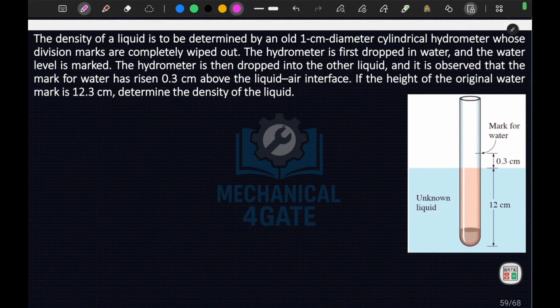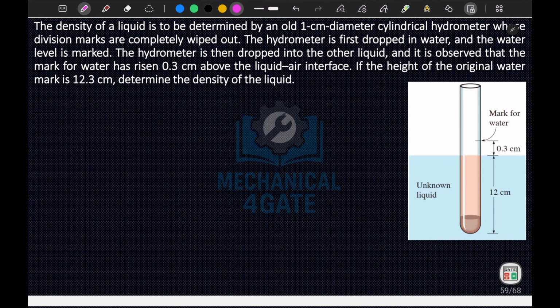In this question, it is mentioned that the density of a liquid is to be determined by an old 1 centimeter diameter cylindrical hydrometer whose division marks are completely wiped out. The hydrometer is first dropped into the water and the water level is marked. The hydrometer is then dropped into the other liquid, and it is observed that the mark of the water has risen by 0.3 centimeter above the liquid interface. If the height of the original water mark is 12.3 centimeter, determine the density of the liquid.